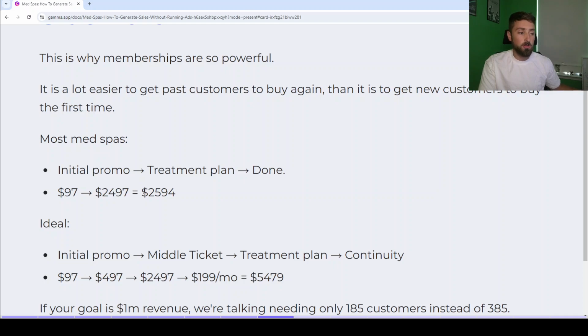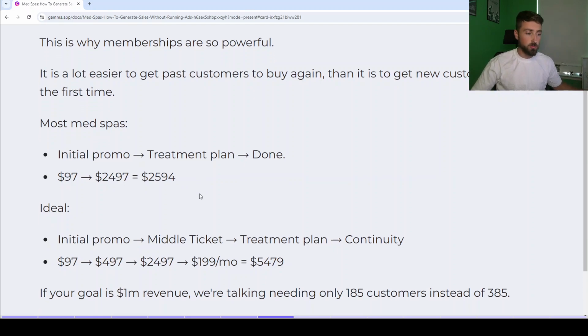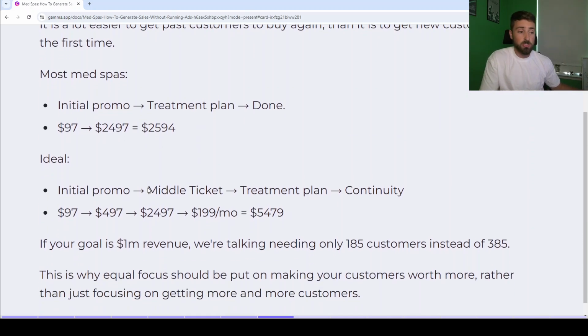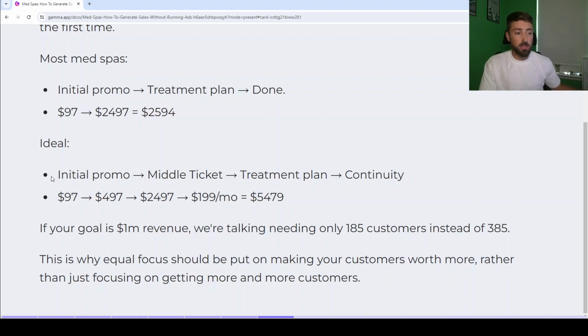The total revenue that you generated from this customer is $2,594, right? And if you never talk to them again, that is the most that you will ever generate from that individual. Ideally, what we want to be doing instead is we want to have some kind of initial promotion, and then from the initial promotion, move to a middle ticket item. And then from the middle ticket item, we can try to upsell into a treatment plan from there.